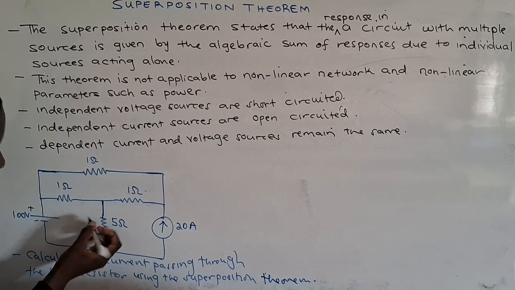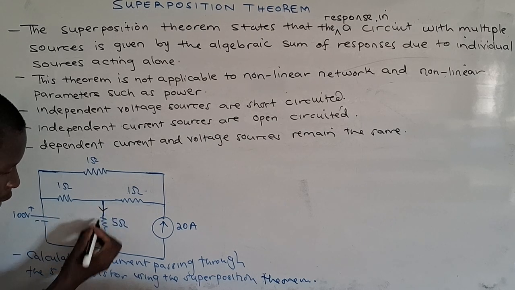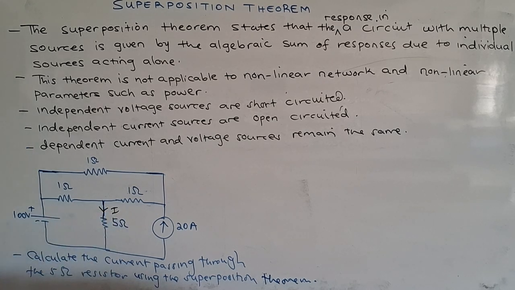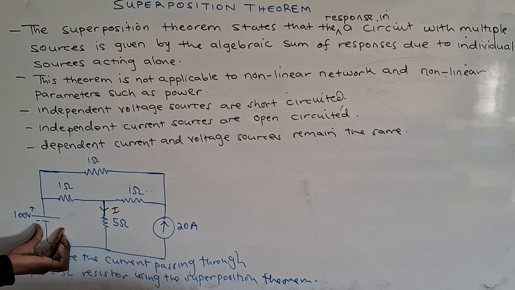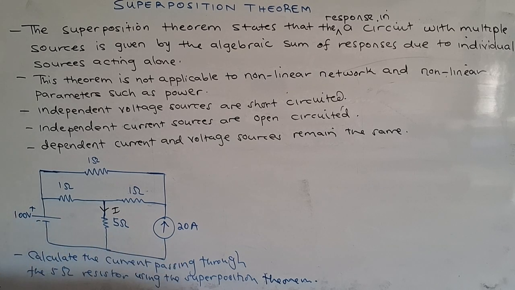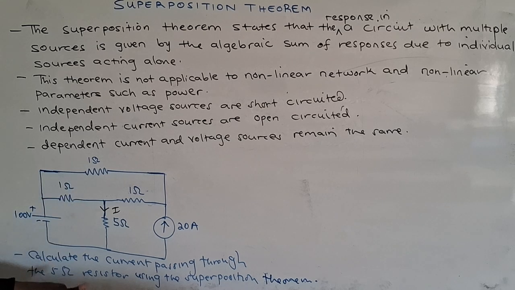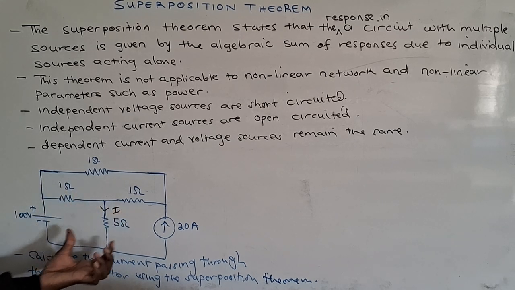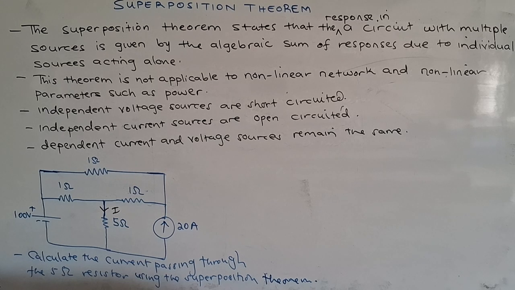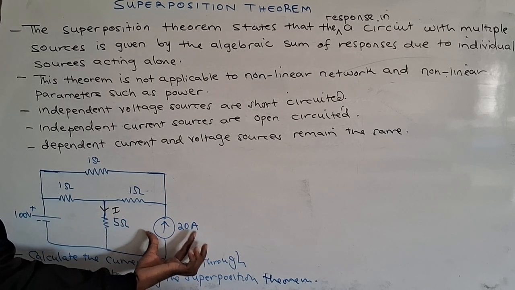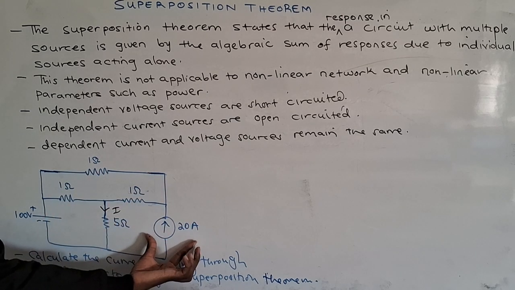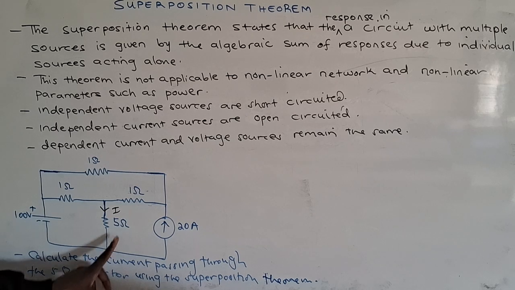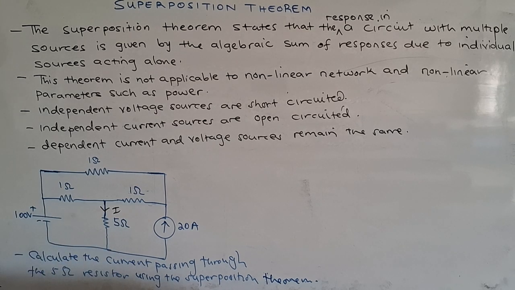I'm going to say the current passing through this 5 ohm resistor is I. How many sources do you have? Two sources are there. This is a voltage source and this is a current source. This voltage source is supplying current and part of the current is passing through this 5 ohm resistor. Again, this 20 amp current source is supplying current and part of its current is also passing through this 5 ohm resistor.